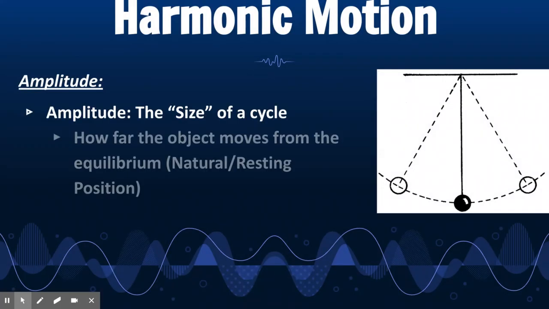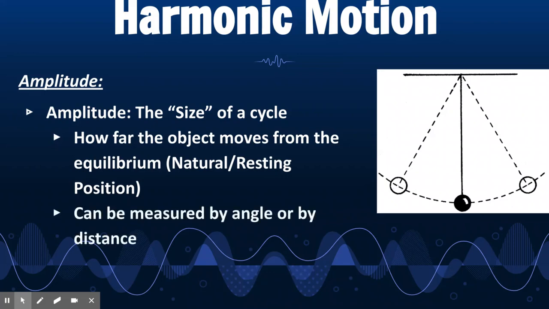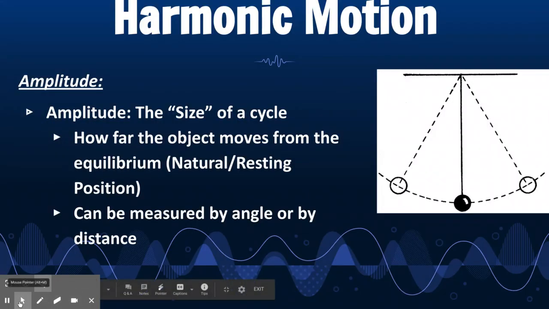Amplitude is the size of the cycle, so how far it goes from that natural resting equilibrium point. We have a pendulum, the resting point is right at the bottom, and how far it moves from that resting point is the amplitude. We can measure that by an angle, so the angle up top here, this would be 90 degrees to the attachment point, this might be 70 degrees to the attachment point. Or we can measure it in distance, especially if we were looking at a graph. All right, so that's all we have for today.